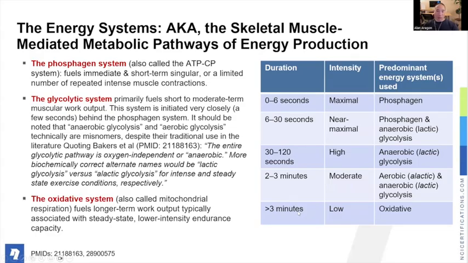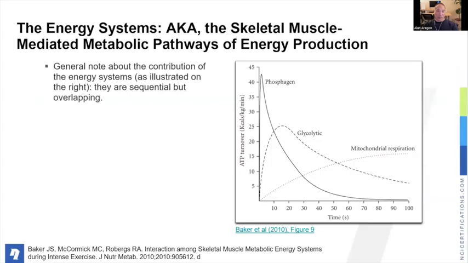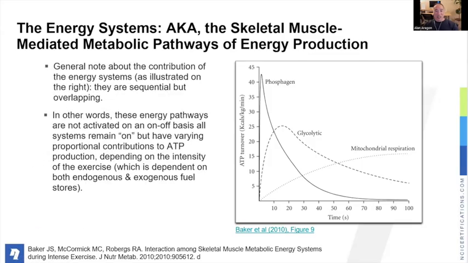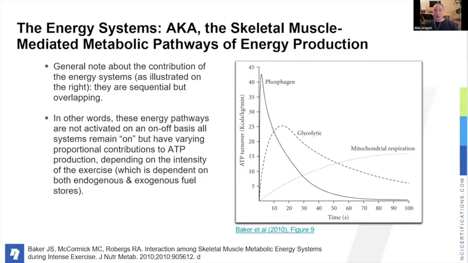And as we'll see, and as is important to note, the contributions of the energy systems, as illustrated here in this graph, are sequential, but they're overlapping. It's not like these energy pathways are activated on an on and off basis, because all the systems remain on, but have varying proportional contributions to ATP production. This is going to depend on the intensity of the exercise, and that is dependent on both the endogenous, or within the body, and exogenous, or from food or beverage, fuel stores.